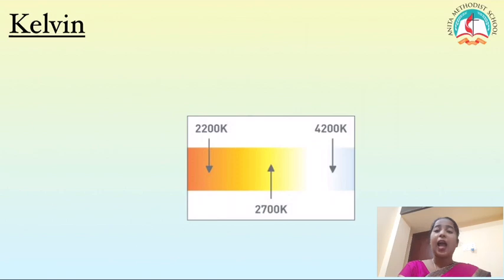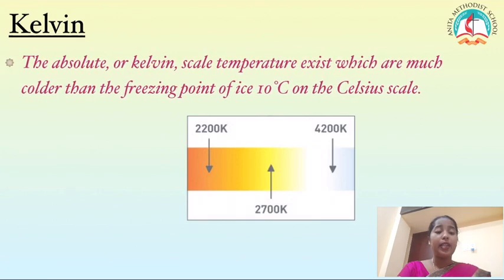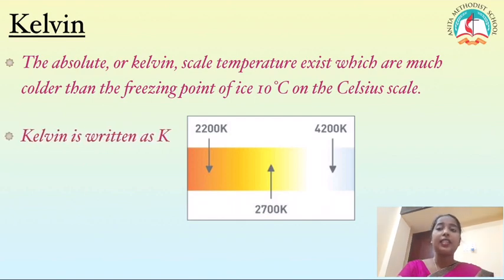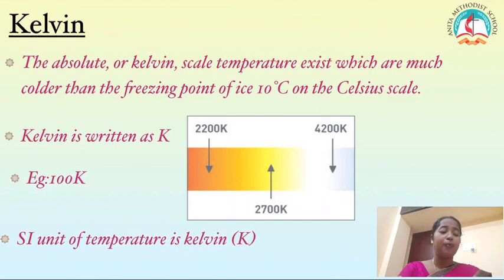Kelvin. The absolute or Kelvin scale covers temperatures which are much colder than the freezing point of ice at 0 degrees Celsius on the Celsius scale. Kelvin is written as capital K. For an example, 100 K. The SI unit of temperature is Kelvin.